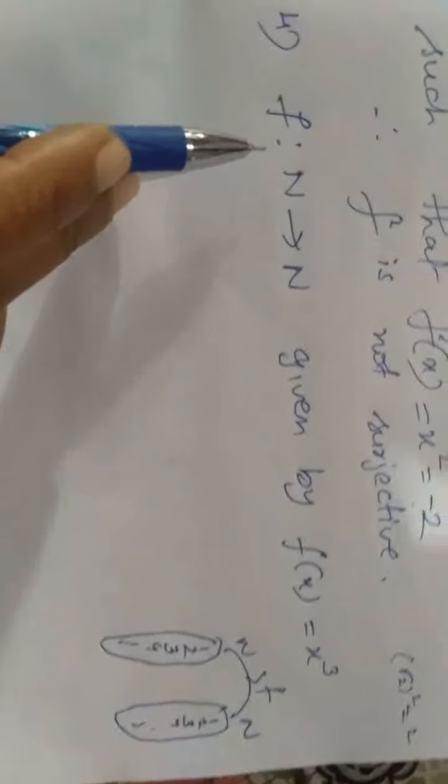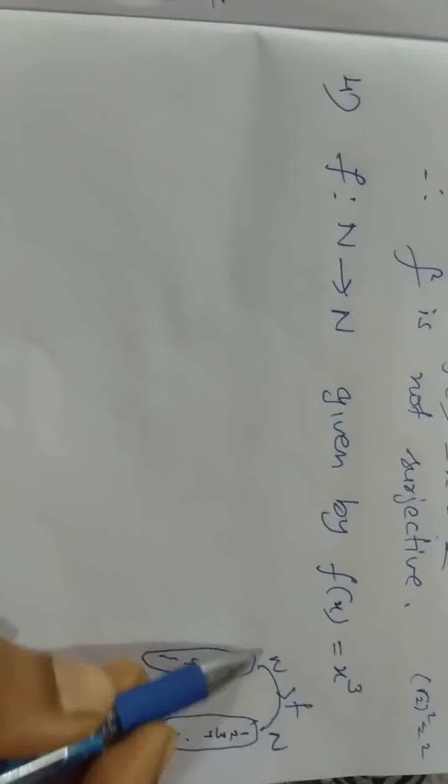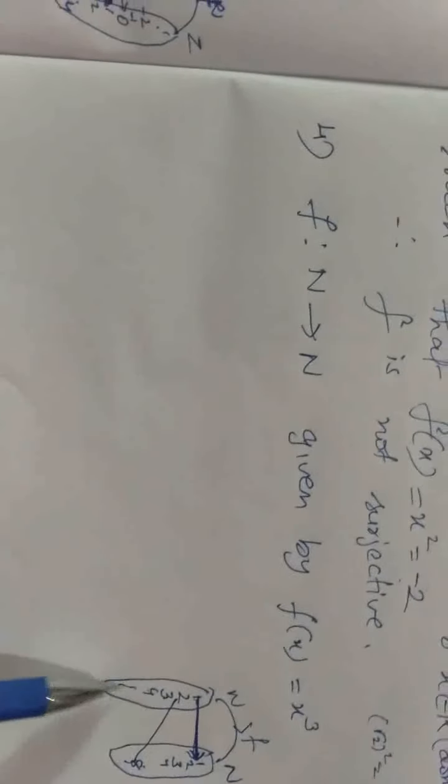Next problem is f from N to N given by f of x is equal to x cube. Now, here the function is from natural numbers to natural numbers. x cube, image of 1 is 1. 1 cube is 1. Image of 2, 2 cube is 2 into 2 into 2 is 8. Similarly, image of 3 is 27. Image of 4 is 64. Image of 5 is 125, like that. Clear that different elements have different images. Therefore, it is 1-1.